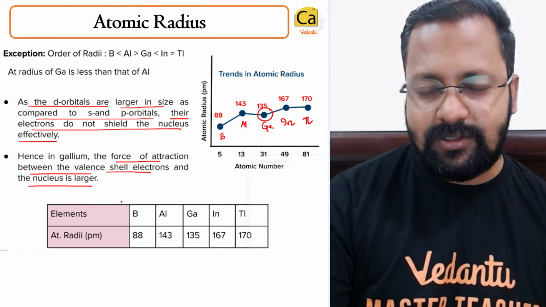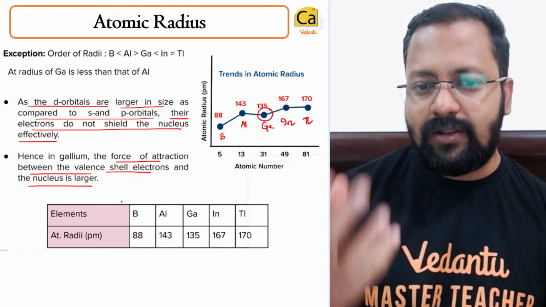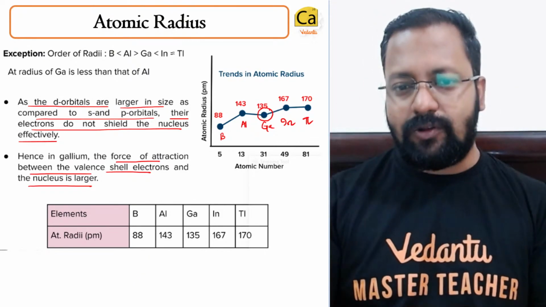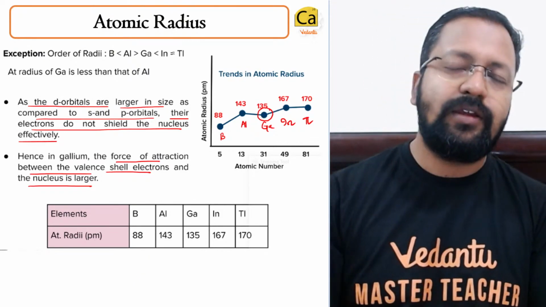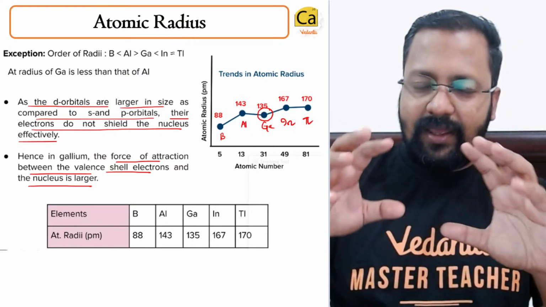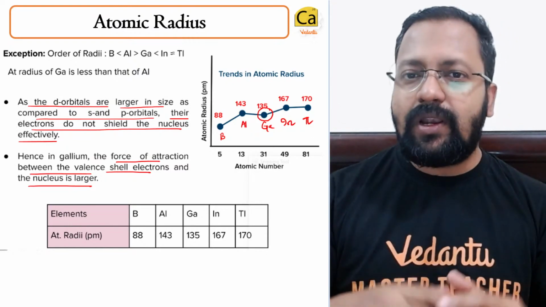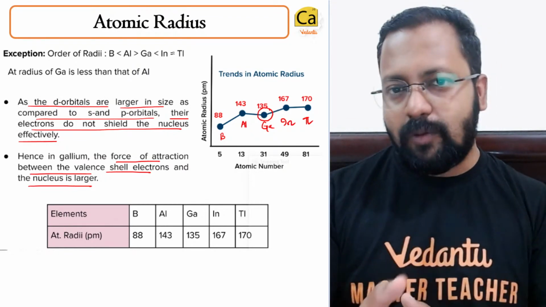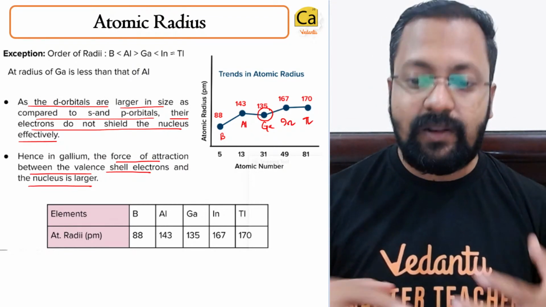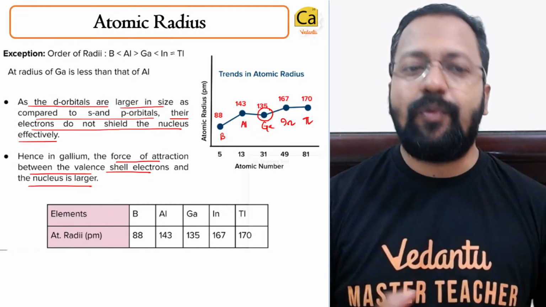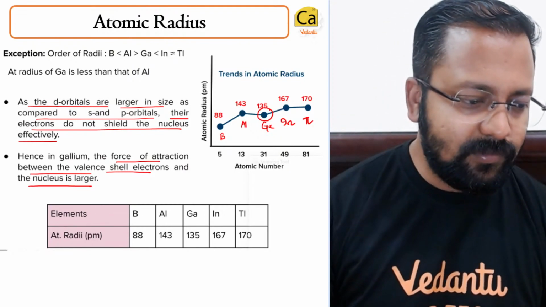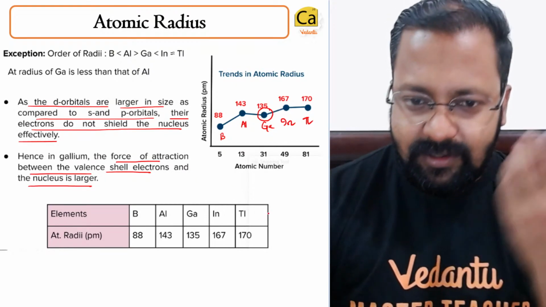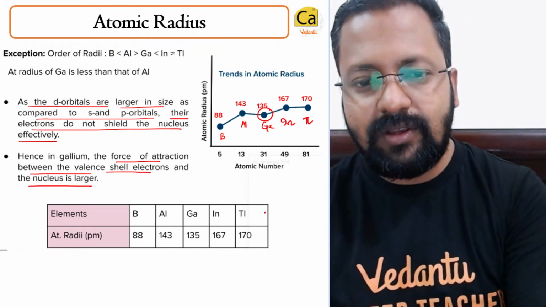I've just explained this, that d orbital. These electrons cause something known as shielding, but they will cause shielding properly only if they are present in a smaller orbital like s or p orbital. But if they are present in a d orbital, which is very diffused, they are incapable of performing shielding. Okay, so that's the reason gallium becomes smaller.